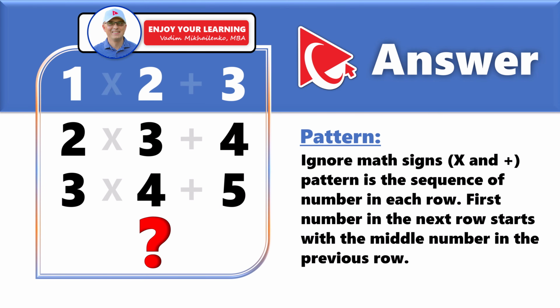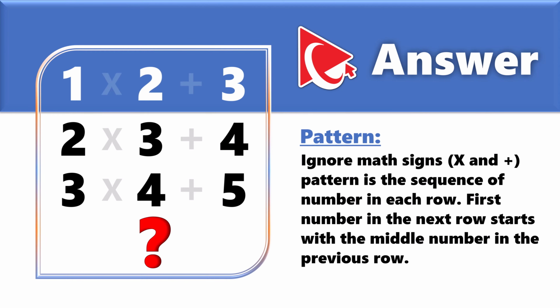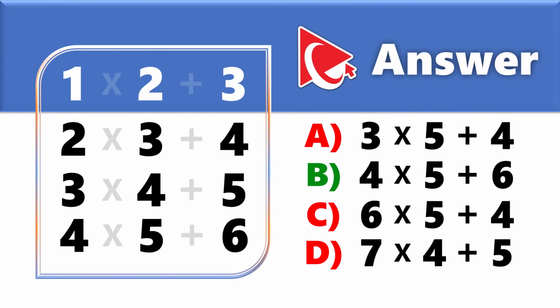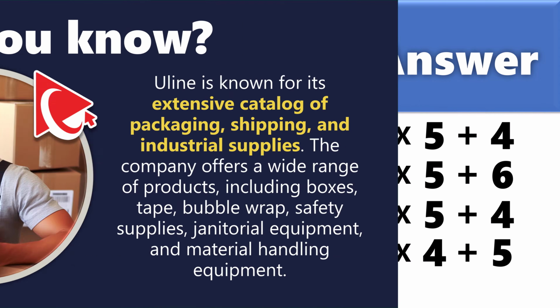So what we see is that the number in the next row starts with the middle number of the previous row, which means that correct numbers for the row 4 would be 4, 5, and 6. So the correct answer here is choice B, 4 by 5 plus 6.